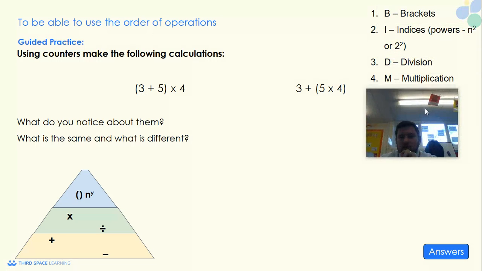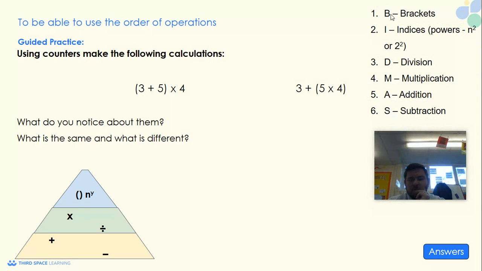Brackets, or the B, comes at the top of BIDMAS. So it's always the first thing. If there are ever brackets, we do the brackets first. 3 plus 5 times 4, well 3 plus 5 is 8. We do the brackets first. Although addition comes after multiplication, we do the brackets first. 8 times 4 is 32.